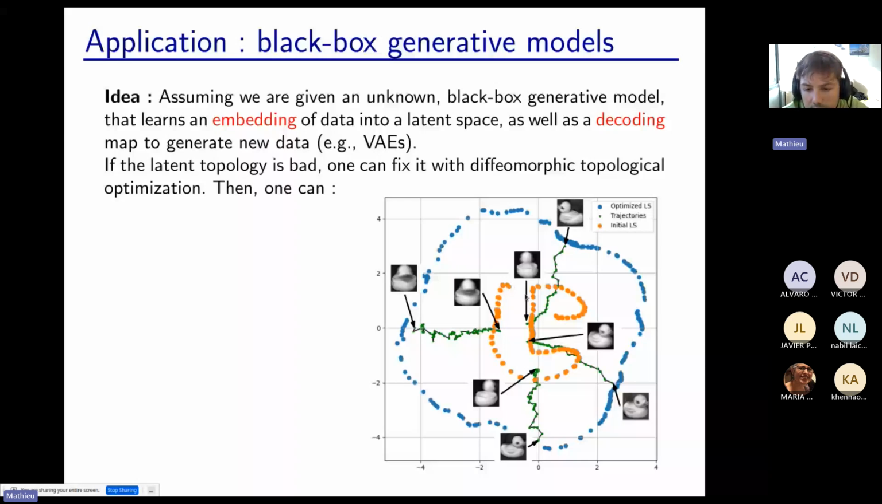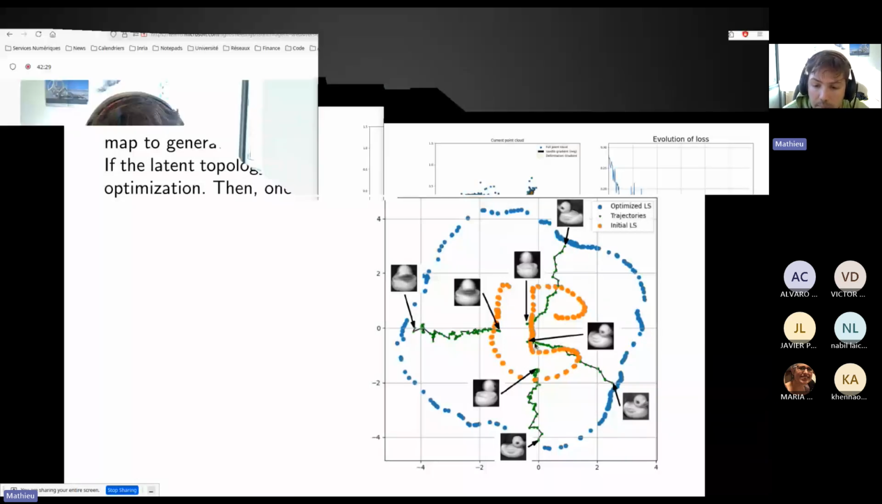I can force this to be a circle with topological optimization. Now the advantage of this is that if I have a circle, I have a natural parameterization with angles. So now I can just specify an angle, so specify a blue point, then push it back to the latent space learned by the network, and decode based on that.